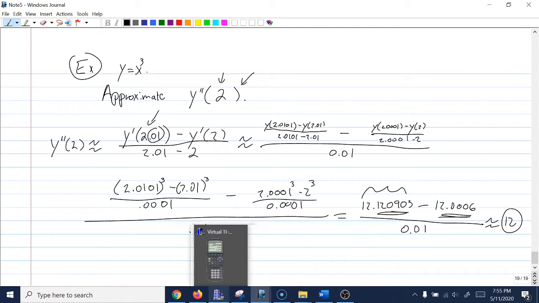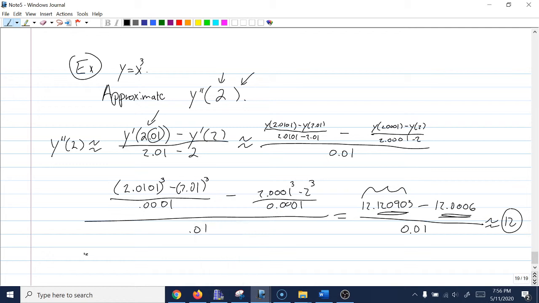It looks like maybe the second derivative is 12. Oh, the first derivative is also 12. Why do I keep picking examples where the thing equals its own derivative? I suck at this. I'm the worst at example picking. That's a coincidence. Usually the second derivative is not the same as the first derivative. So that's how you would compute the second derivative.